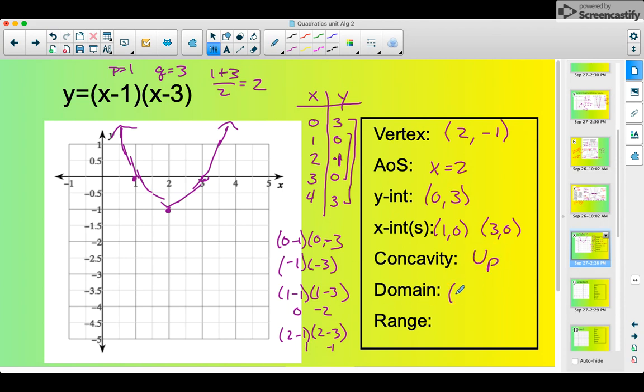Domain, all real numbers no matter what. So on a test, if you were to ever leave that blank, I'm going to be fairly upset with you, because every single time, no matter what the graph looks like, it's always all real numbers. Finally, the range goes from -1 to positive infinity. We know that because the a value is positive.